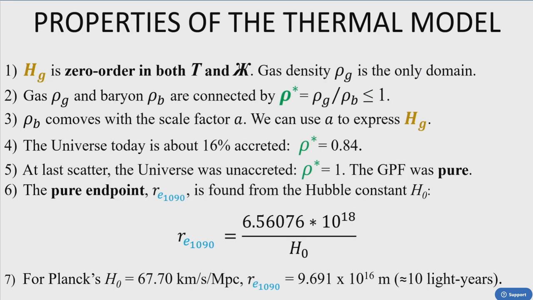This model has properties. It is zero order in temperature and atomic weight. Gas density is the only independent variable here, and it is connected to the baryon density by this green accretion term, which is less than or equal to 1. Now, baryon density co-moves with the scale factor, so we can use that instead, and we will. Today, the universe is about 16% accreted, but at last scatter, it was unaccreted. That was a pure gas giving a pure endpoint, which we find from the Hubble constant. When we use the Planck value, it returns an adiabatic sphere about 20 light years across.